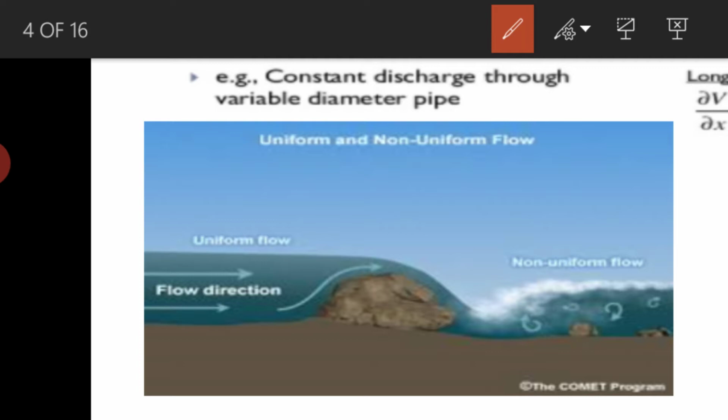Uniform flow means the depth of flow will be the same and the velocity will be the same, and non-uniform flow means the depth of flow is not the same and the velocity will be variable, but the discharge passing remains constant. Irrespective of the depth of flow, the discharge will remain the same. Even in uniform flow the discharge will be the same, but passing with a constant depth of flow. That is called uniform flow and non-uniform flow.